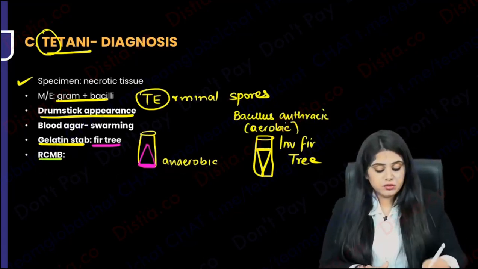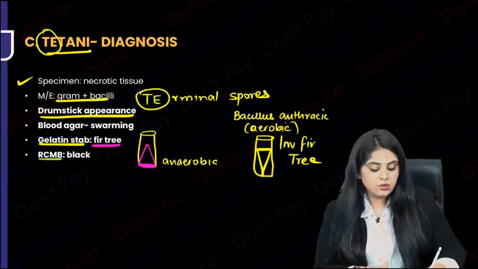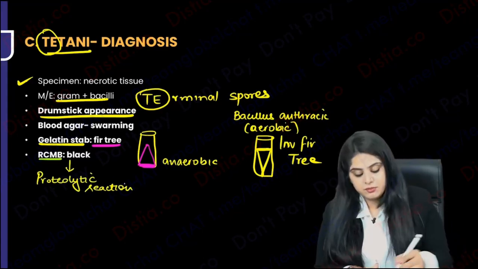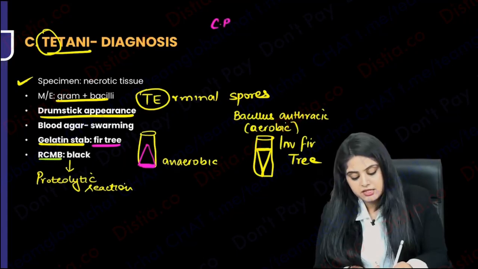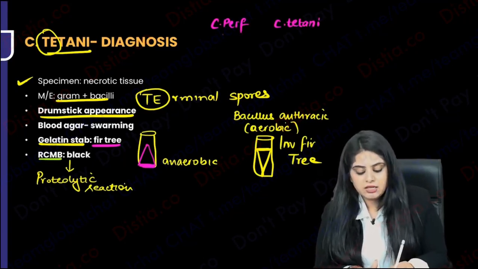Finally, any anaerobic organism is going to be grown in, yes, Robertson's cooked meat broth. So what are you going to see? You're going to see a black color, because I told you that this will show you a proteolytic reaction. I hope you all remember, guys, that I gave you a mnemonic. P is not for P. So repeating that once again, if you are getting confused between Clostridium perfringens and Clostridium tetani, which is saccharolytic, which is proteolytic, you can't keep the P over here.